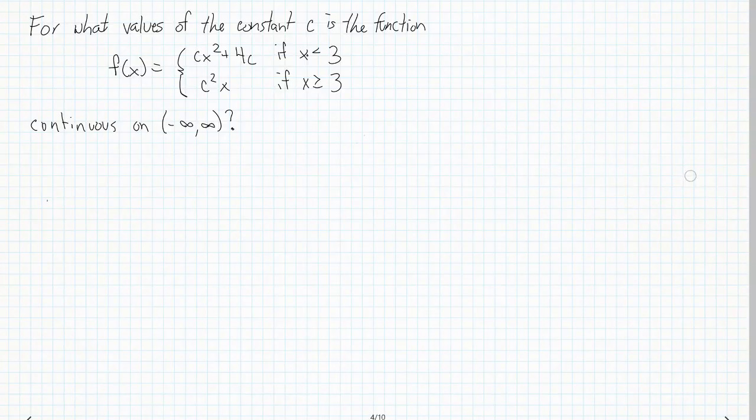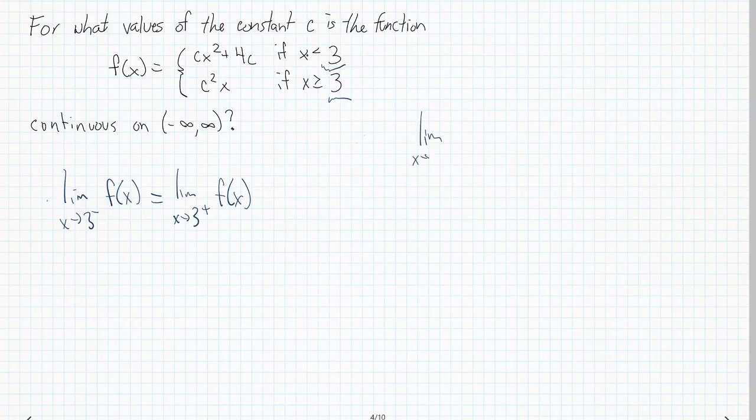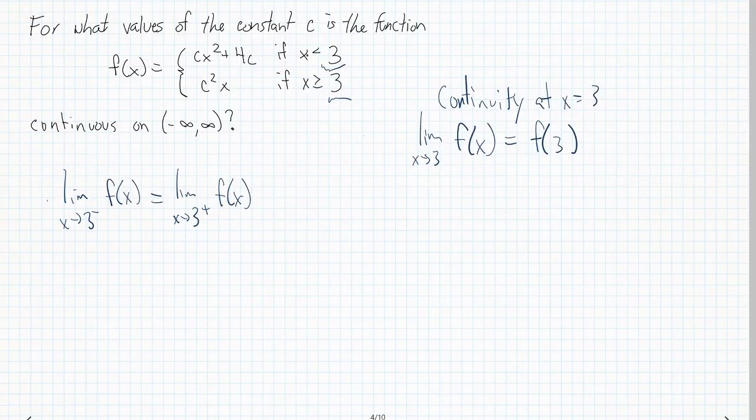Now notice I put down 3, and there's a reason for that. Why 3? Well, notice the break-off point is at 3. So the only part we need to check is, first we need the limit as x approaches 3 from the left of f of x to equal the limit as x approaches 3 from the right of f of x. And from there you can determine too, you need the limit as x approaches 3 of f of x to equal f of 3. So this would be what we need for continuity at x equals 3.